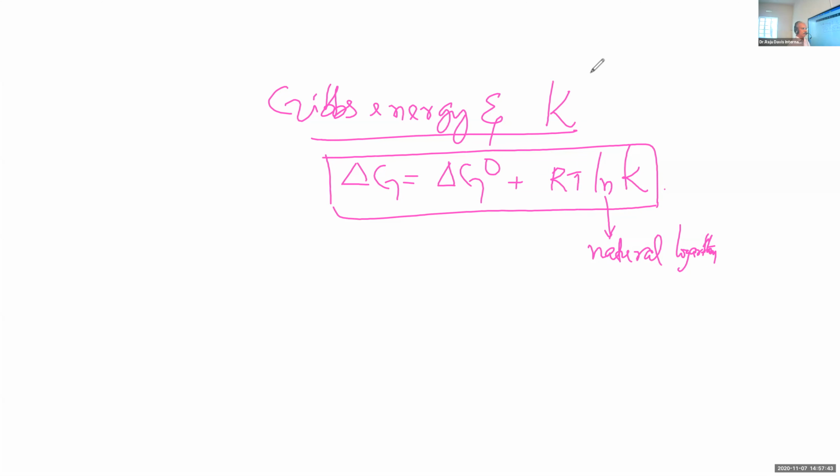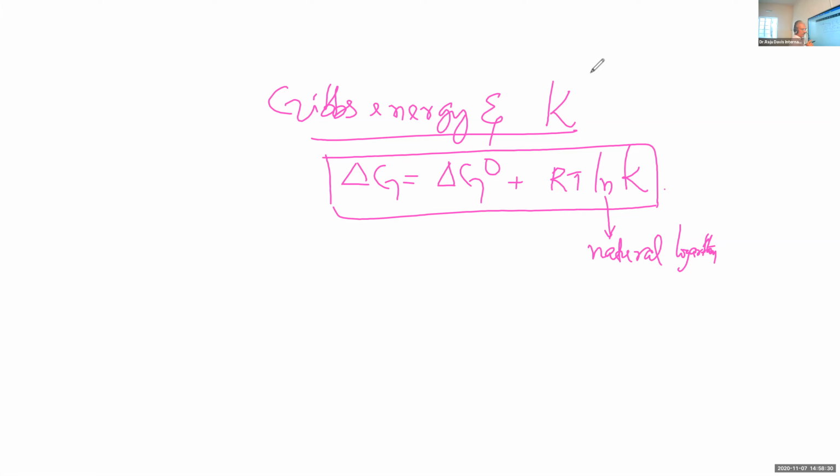If the base is equal to E, where E is equal to 2.77, that is called a natural logarithm, ln log, that is base E. Okay, so delta G is equal to delta G0 plus RT log K. We can convert ln log to log to base 10. We can see it later.